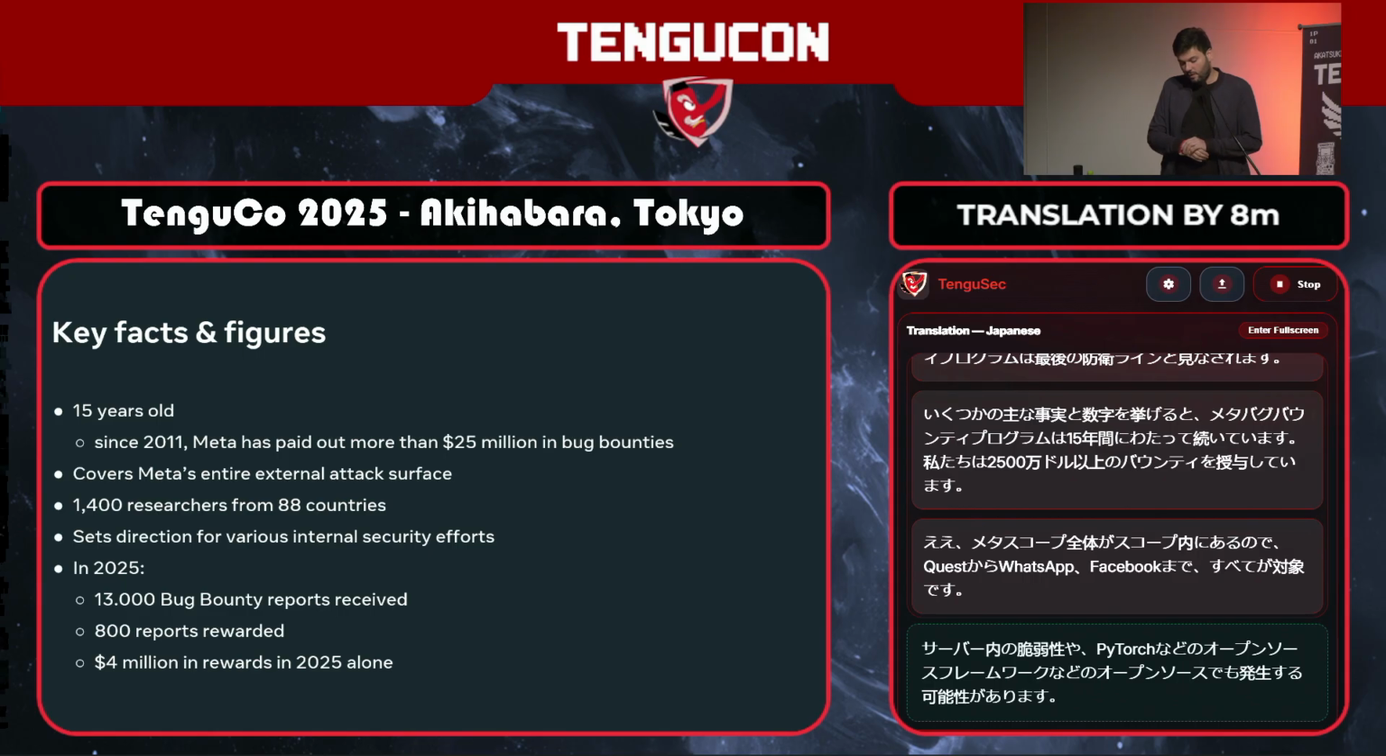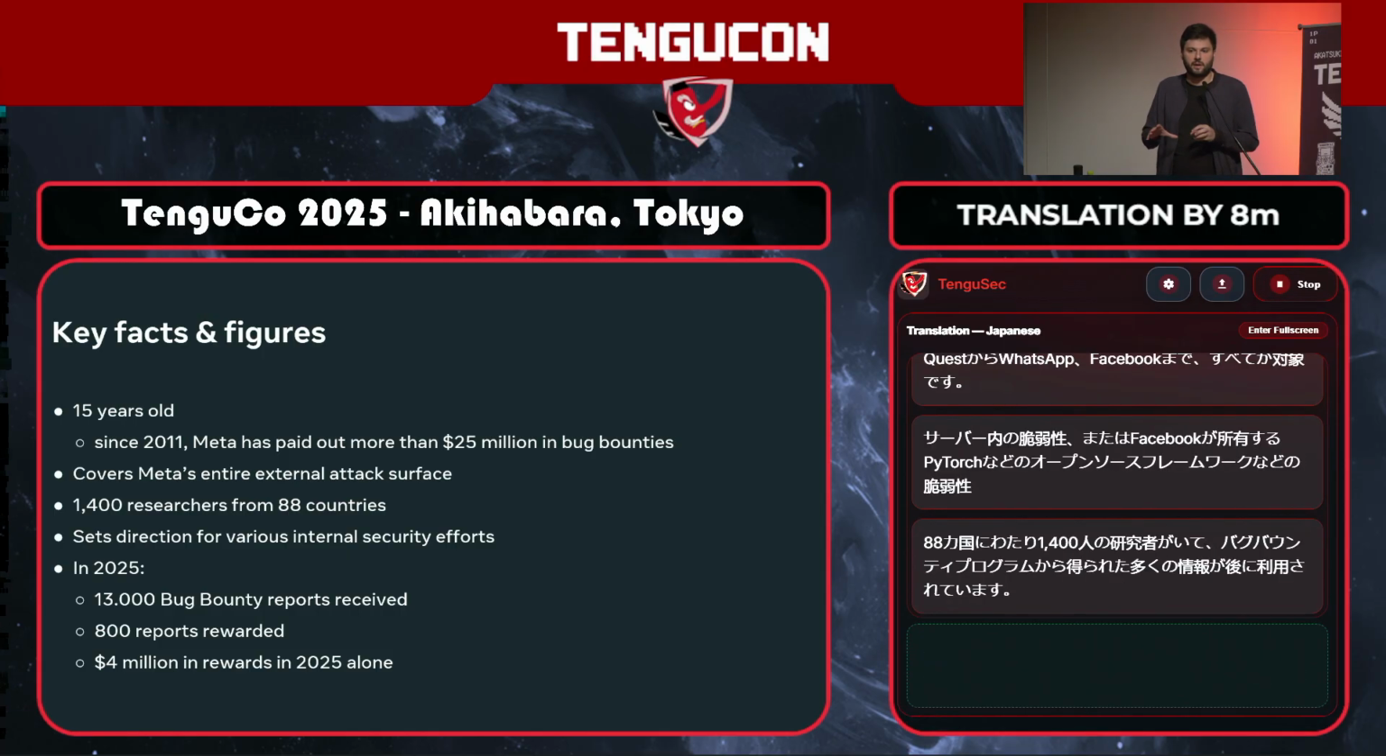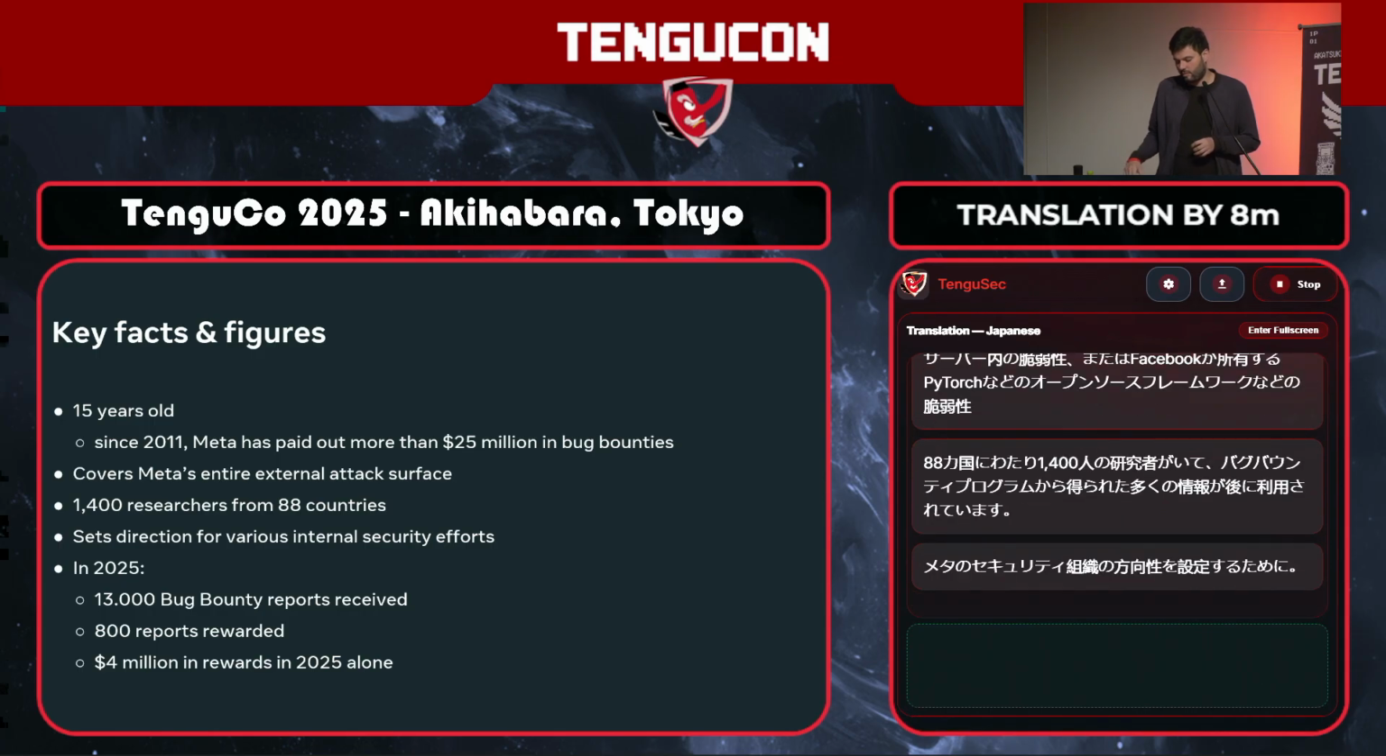We have 1,400 researchers across 88 countries. And a lot of what comes from the bug bounty program is later used to set the direction of the security org in Meta. A lot of the efforts launched in terms of security, in terms of privacy, and these kinds of things came originally from issues we were getting from the bug bounty program.